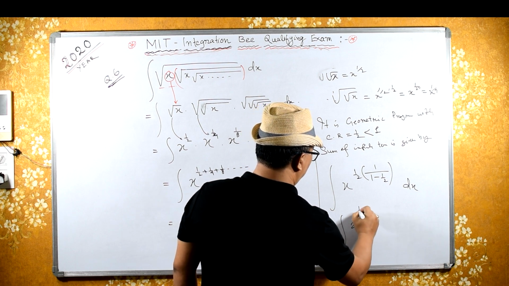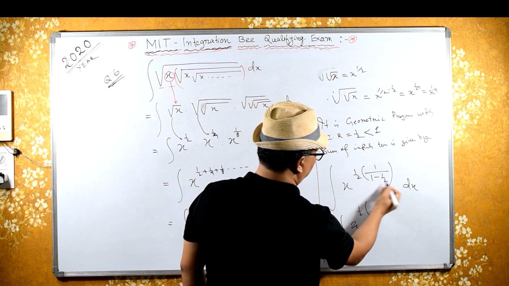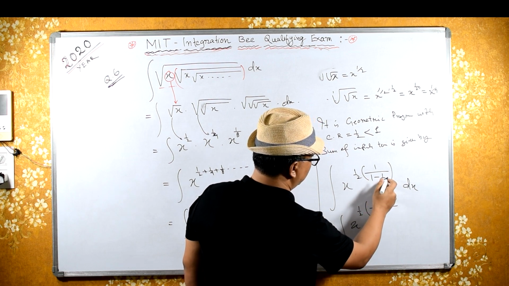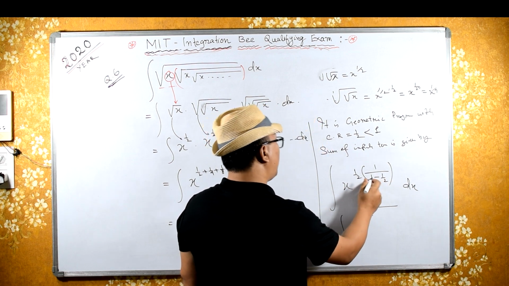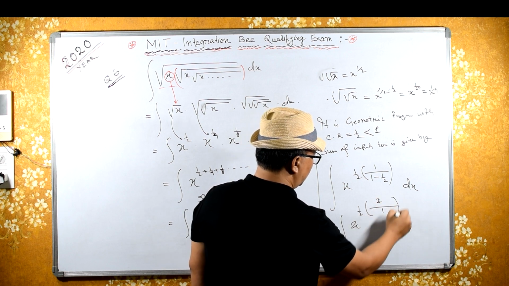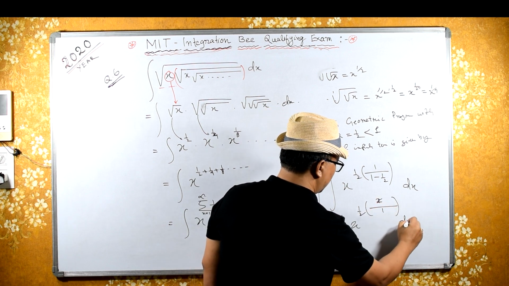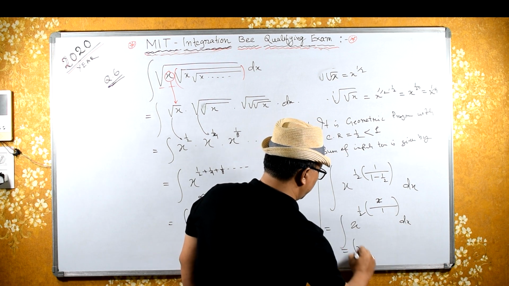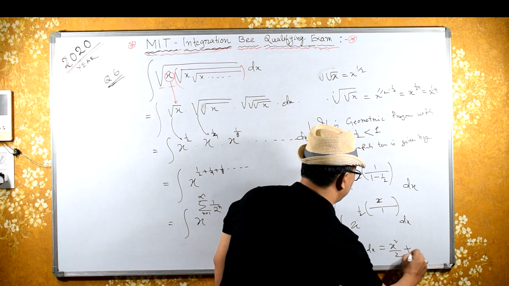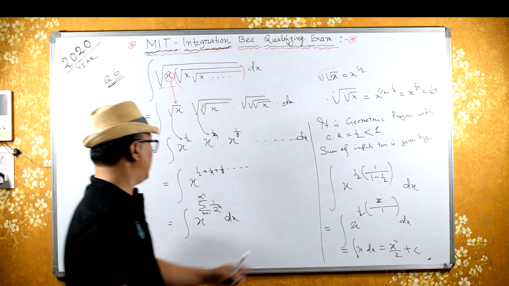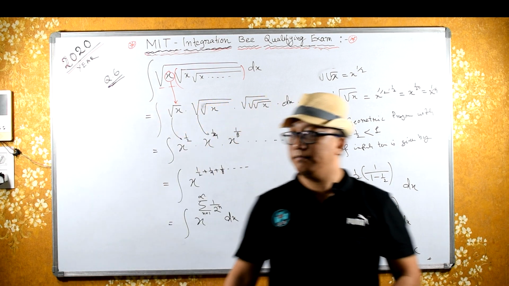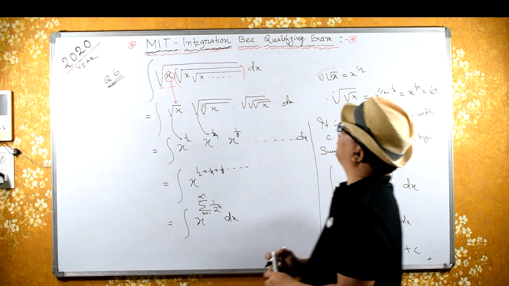Therefore this is x raised to half, upon half. If you take LCM over here, you'll get 2 minus 1: half minus 1 is half. So half, if I bring 2 by 1, the 2 gets cancelled. Here I have only integral x dx. Integral x dx is x square upon 2 plus c. Okay, this is the answer for question 6 of the year 2020 MIT integration qualifying exam.